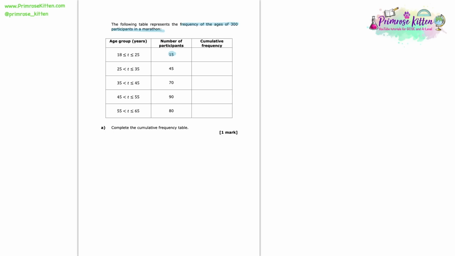So let's get started. So in our first cumulative frequency box, we're just looking at everything up to 25. And because this is the first interval, it's just going to be that 15. So we'll put 15 in the box. Next, we are asked to do the cumulative frequency of everything up to 35. So to do that, we need to add together the 15 and the 45. So that's going to give us 60.